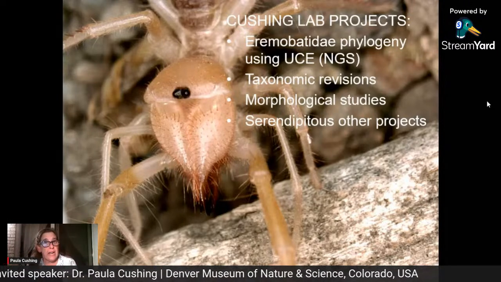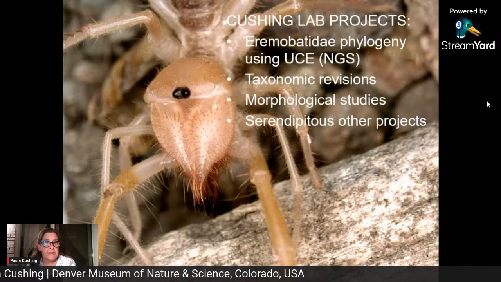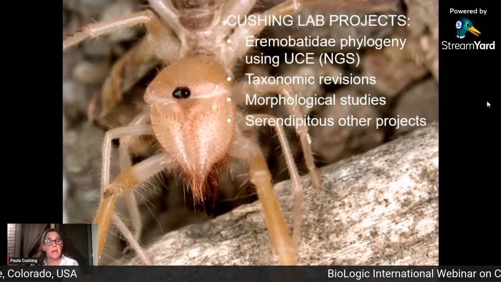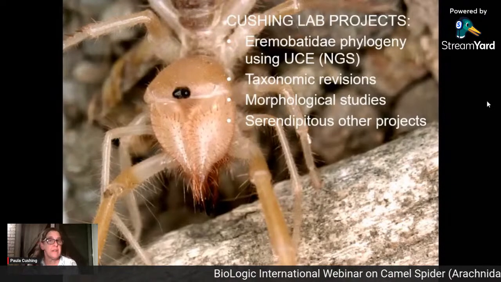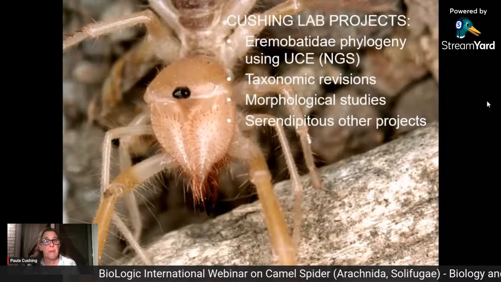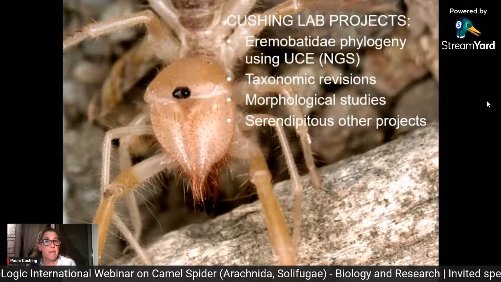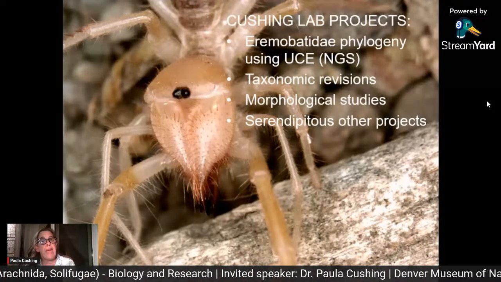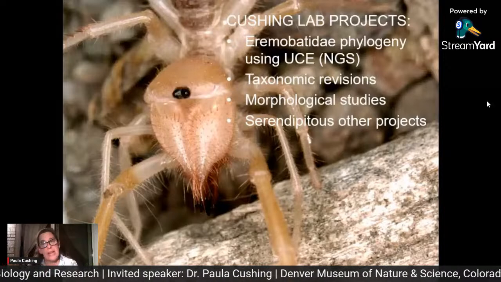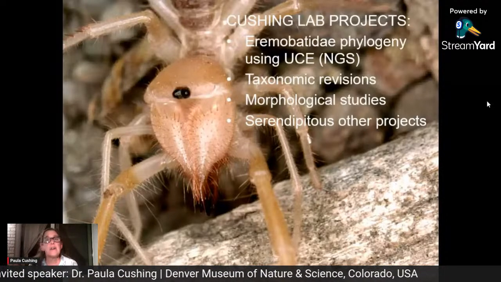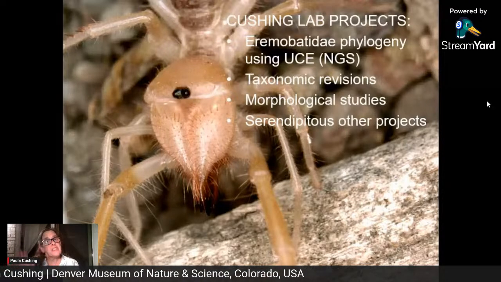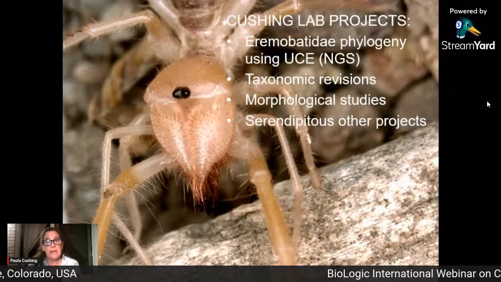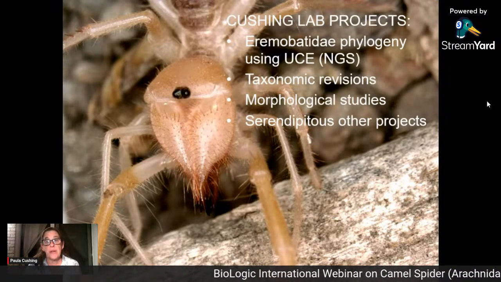Using the phylogenetic hypotheses that we have generated in the lab, we have then started to do some taxonomic revisions of some of the genera within the family Eremobatidae. We've also done research on different morphological characteristics within the order, and we've done some work and some publications on their behavior, on various aspects of their biology. And I'm going to touch in this presentation on some of this research that we've been doing in my lab on camel spiders in the last 20 years.